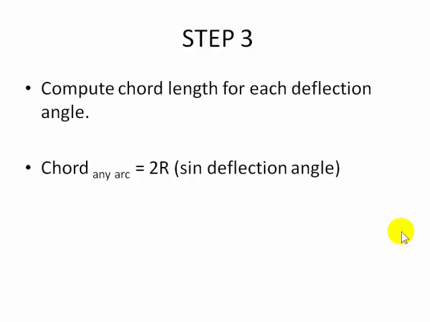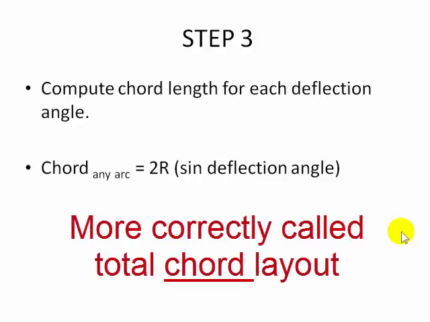Step 3 involves computing the chord length for each deflection angle. The chord that will take us from the PC to the point we're trying to lay out is simply equal to 2 times the radius of the curve times the sine of the deflection angle. This is the approach we use for what we call total deflection layout.